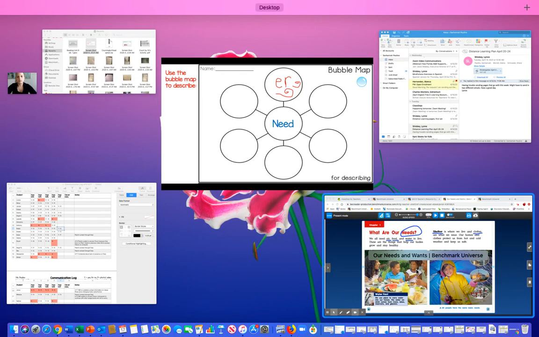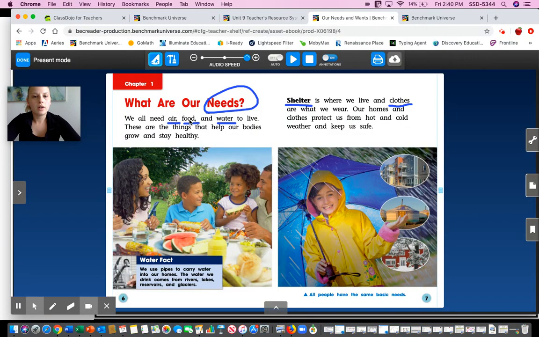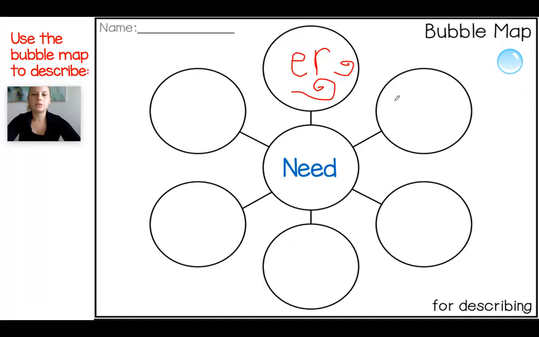Let me go back to the reading. Air, food. We need food. Ready? Let's sound it out. Pull it out slow. Food. F. F. Ooh, ooh, ooh. I don't know. I'm going to guess O, maybe. Could be you. Food. D, d. Food. D.